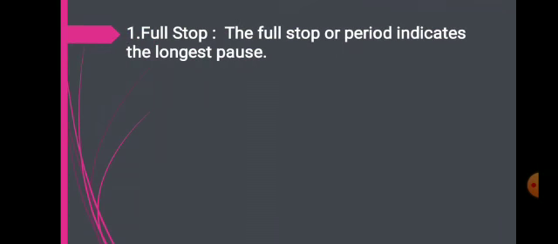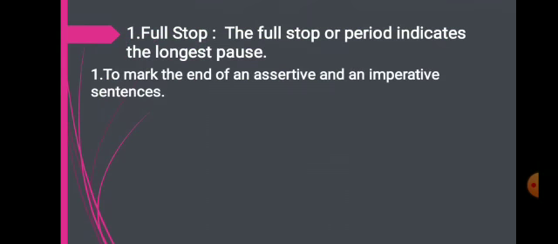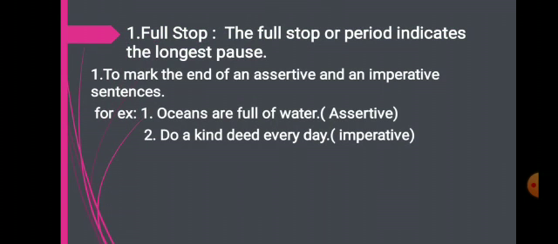So let us understand full stop first of all. Full stop, or it is also called a period, indicates the longest pause. Whenever we are through with our idea, we have stopped writing about that idea, then we take a long pause, and that long pause is expressed by putting a full stop. The places where we use full stop are to mark the end of an assertive or an imperative sentence. Examples are in front of you.